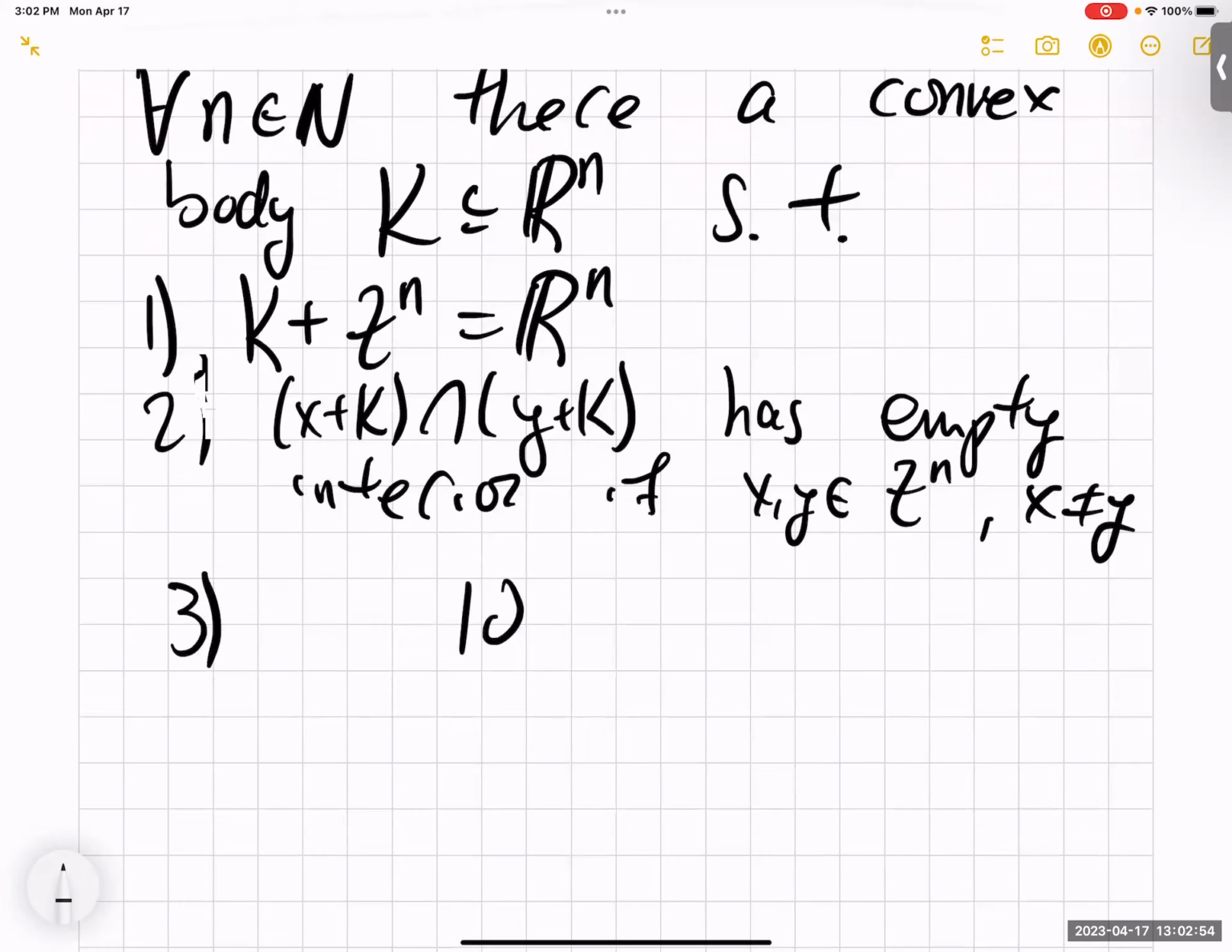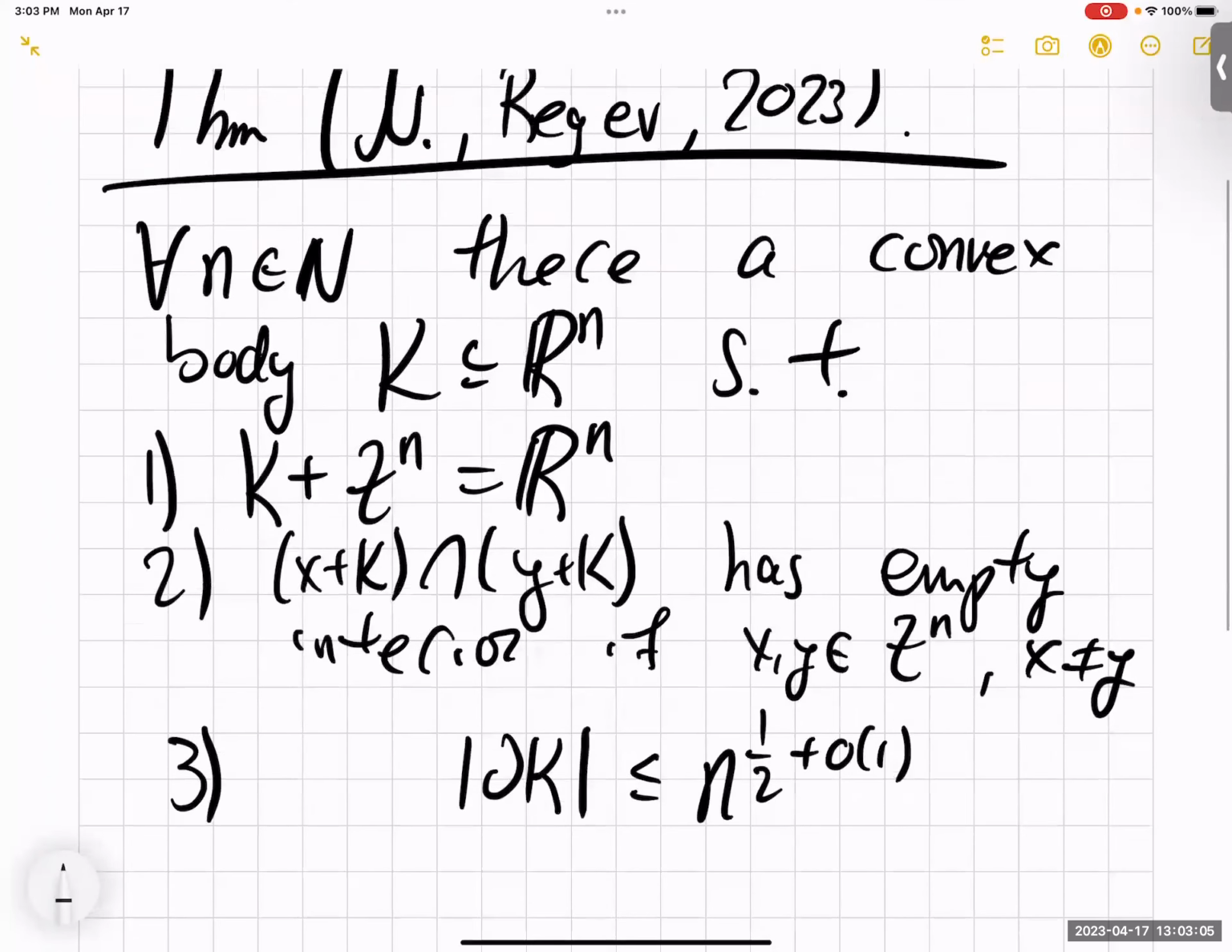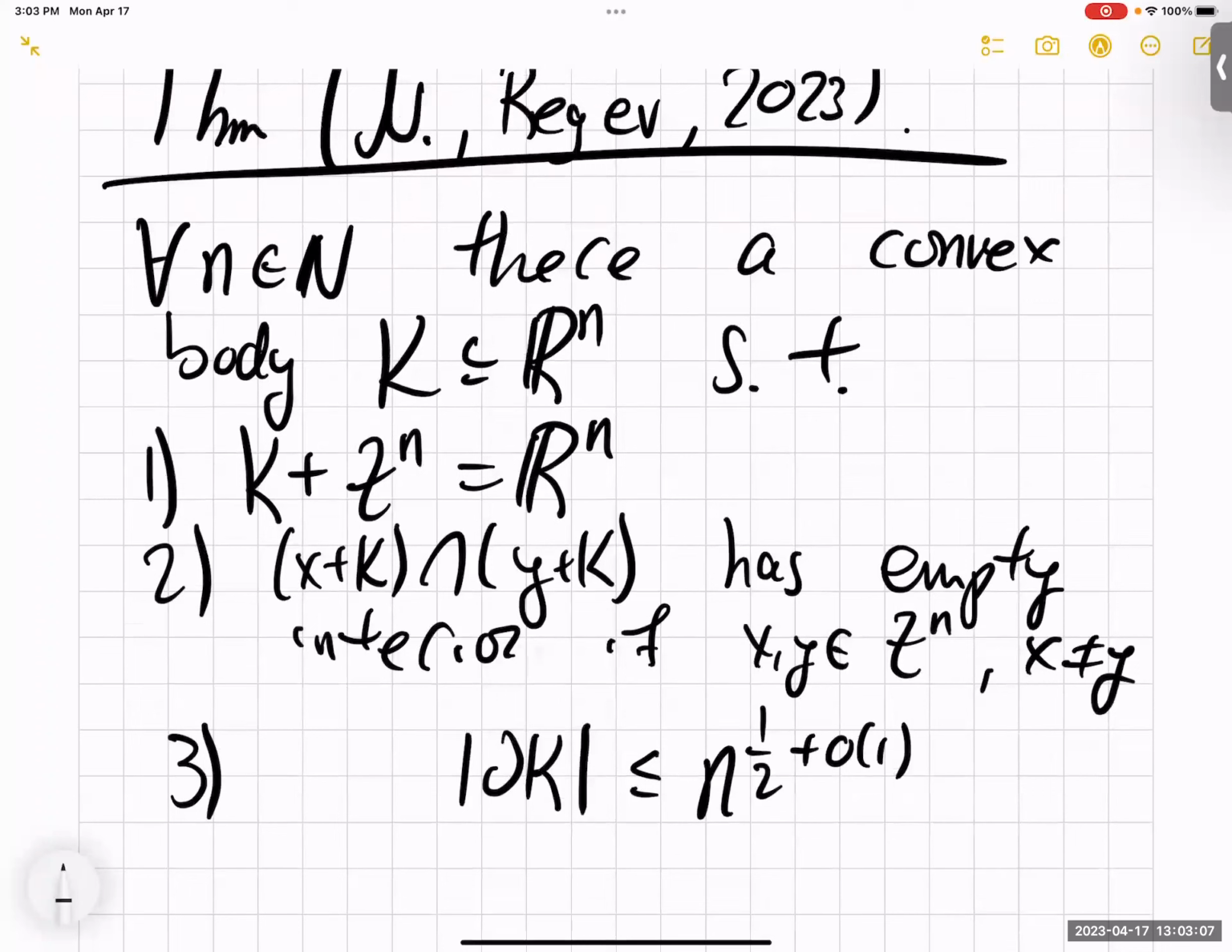the surface area of K is at most roughly n root n. There's a little o term, which I will discuss later. Okay, so that is the theorem. It's very simple to state, and I'm going to explain a little bit where this is coming from, and then just prove it. That's my plan for today.